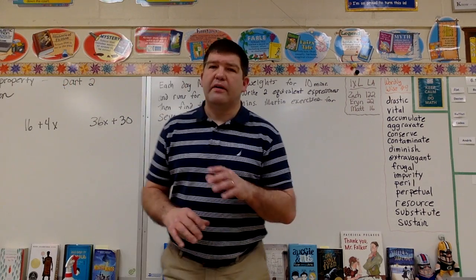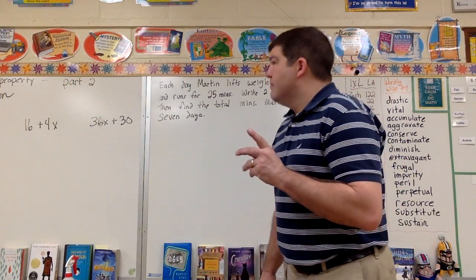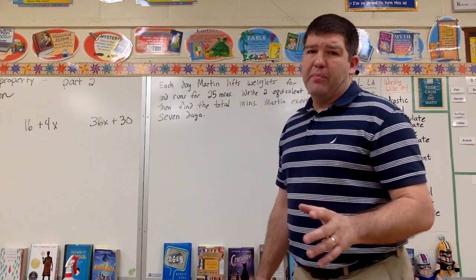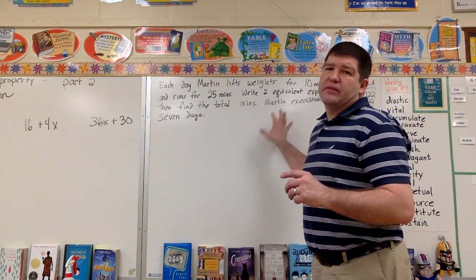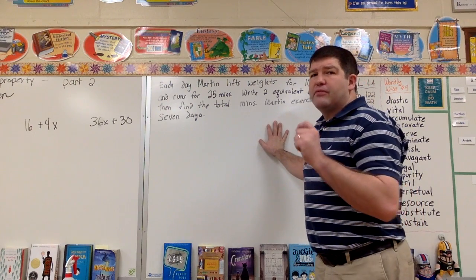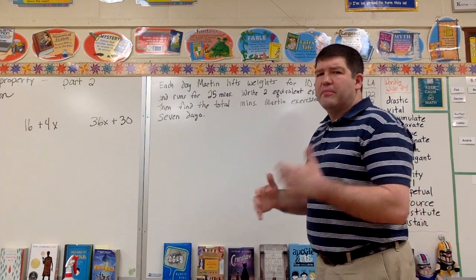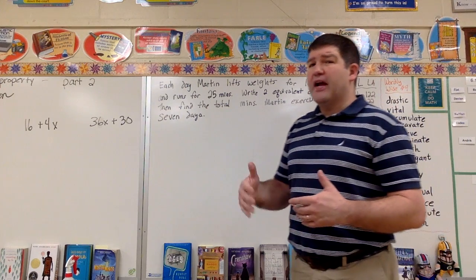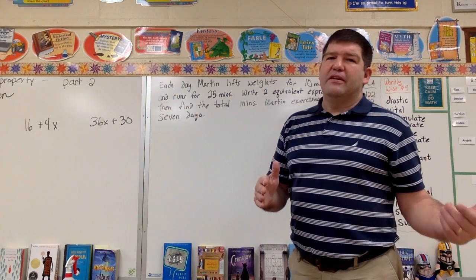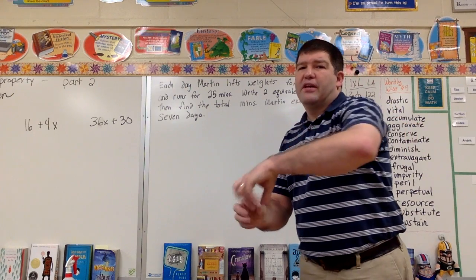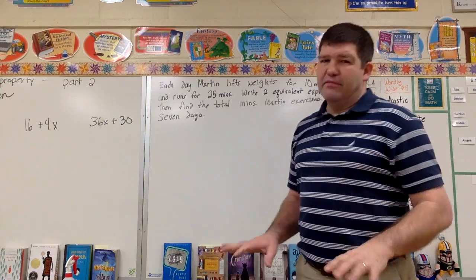This is part two of 6.6. We're still working on the distributive property. So I have a word problem here. I want to do one word problem with distributive property, but then I also want to teach another part of it called factoring an expression. It's kind of like the reverse. Instead of distributing it, you're taking it out evenly. We'll get to that in a second.